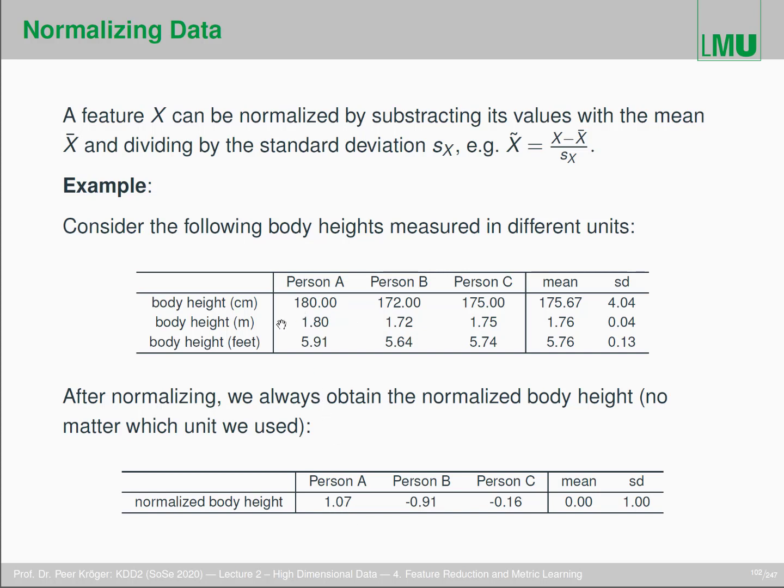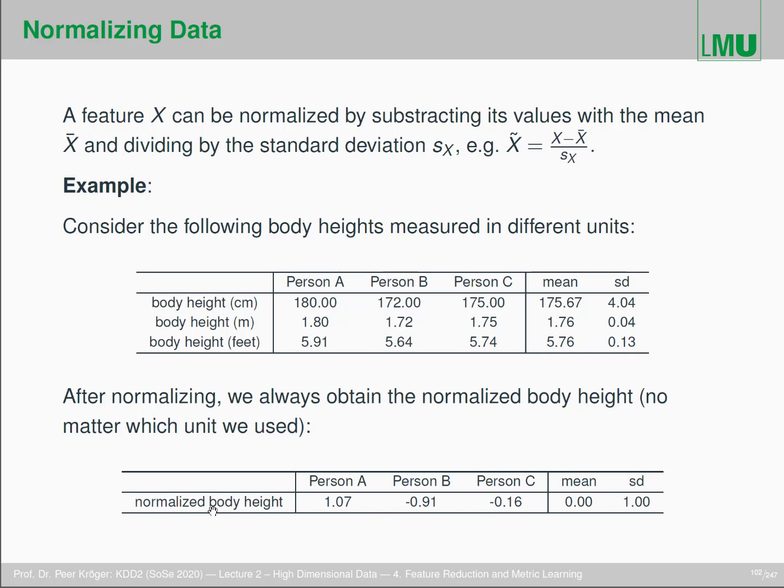And the same holds true for this value, using this mean and this standard deviation. We'll get the same value here, of course, and the same for feet. So after normalizing, we always get the same normalized body height, no matter which unit we use. So the key observation is that the different units become comparable after normalization. And you can do the same with person B and person C, which ends up in those two values here.